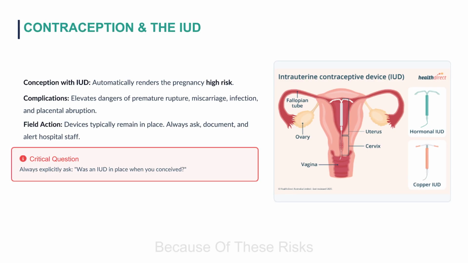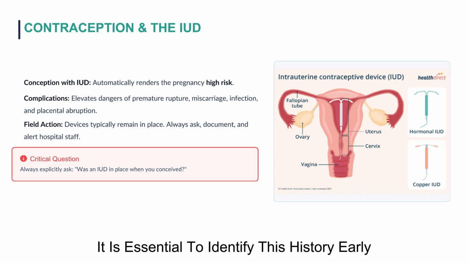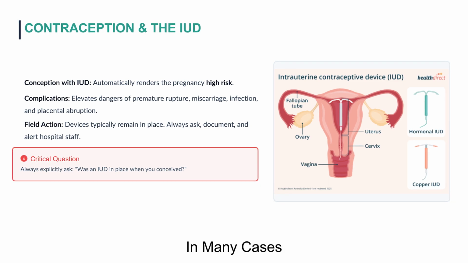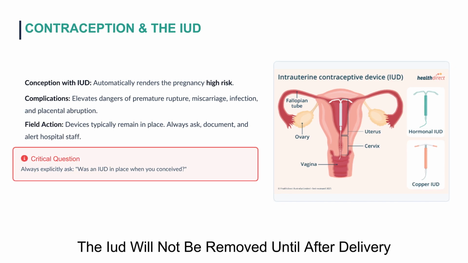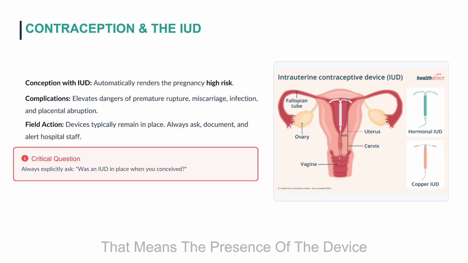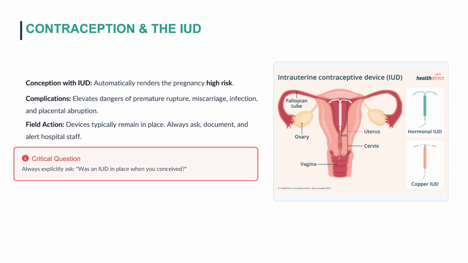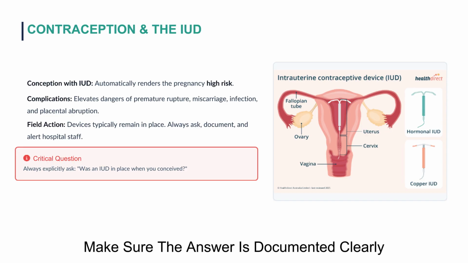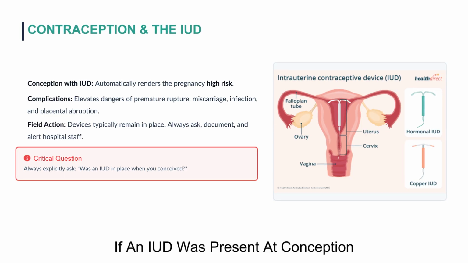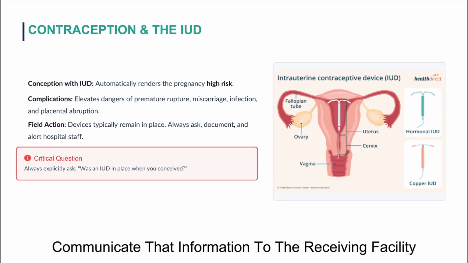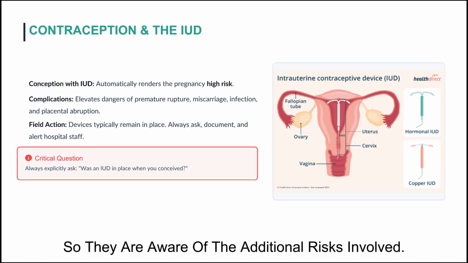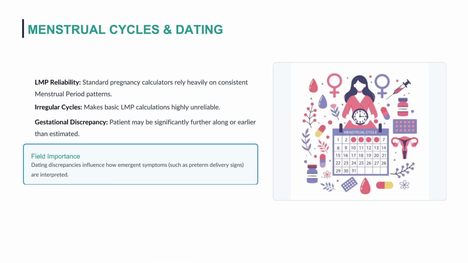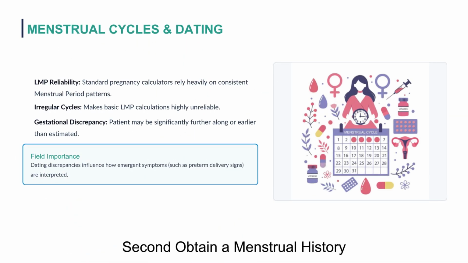Because of these risks, it is essential to identify this history early. In many cases, the IUD will not be removed until after delivery. That means the presence of the device continues to be an important factor throughout the pregnancy. Ask the question. Make sure the answer is documented clearly. If an IUD was present at conception, communicate that information to the receiving facility so they are aware of the additional risks involved. Second, obtain a menstrual history.